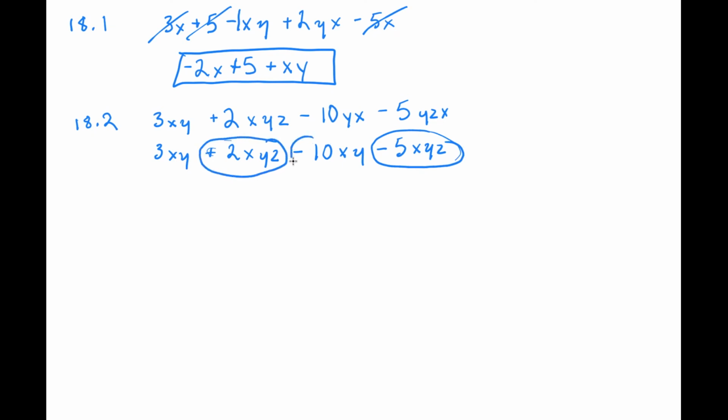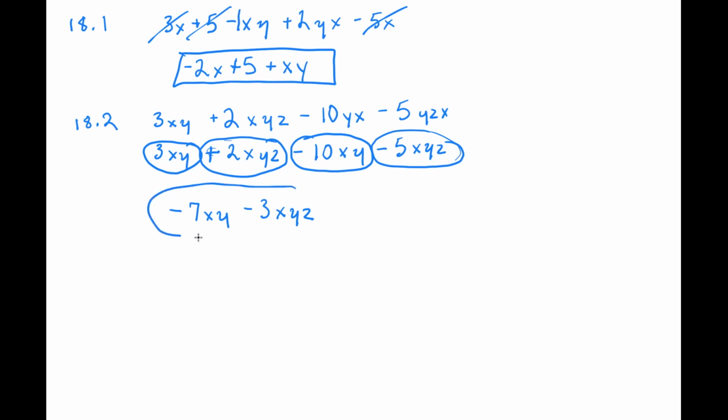So we're combining these four terms. The 3xy and the negative 10xy have the same variables, so we combine the constants. 3 and negative 10 is negative 7xy, right? Now we have a positive 2xyz and a negative 5xyz. Those are the same variables, so we can combine the negative 5 and the positive 2 and get a negative 3xyz. That's your answer. That's all you can do.